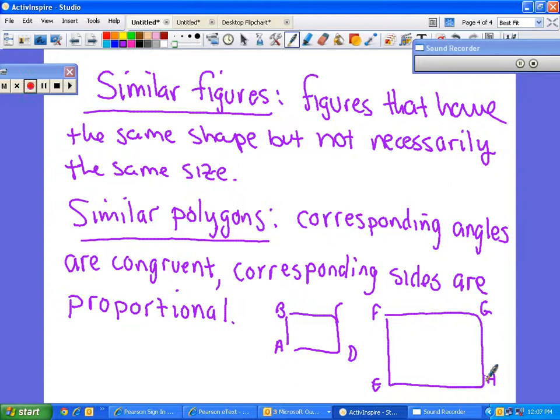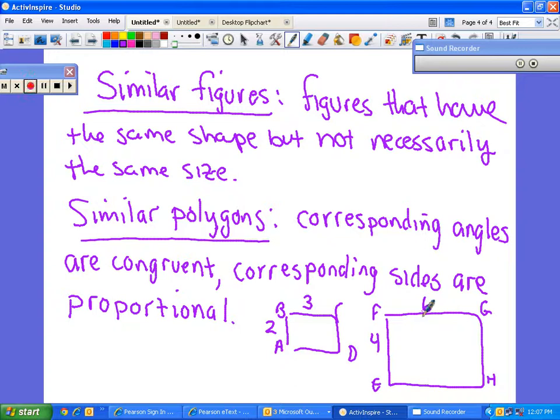Okay, so you have to know what corresponding angles are in order to understand the concept of similarity. So we need corresponding angles congruent, so the same angle in the two different figures has to be the same measure. And then the sides have to be proportional. What we mean by proportional is if this side is 2 and this side is 3 and this side is 4, then this side would have to be what? 6 is correct.